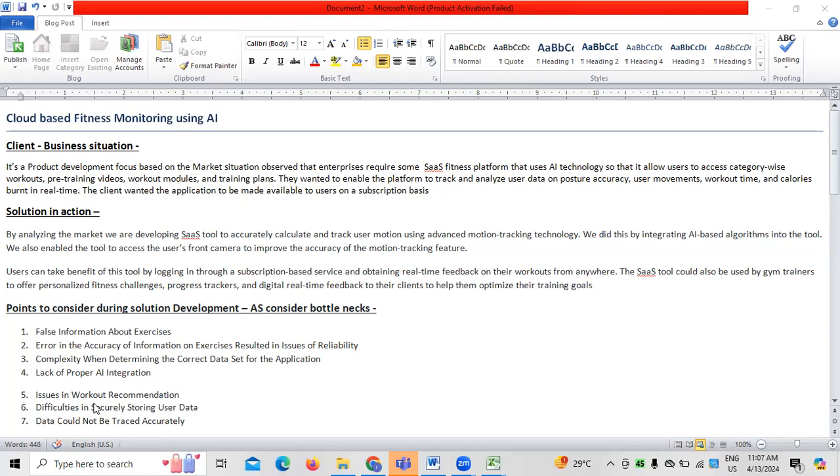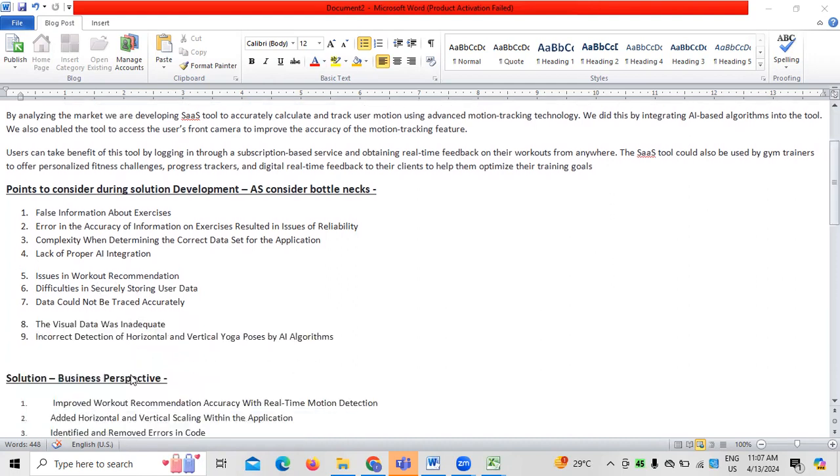One is about knowing the business situation first. Second, what solution or action is to be taken, which will be covered at the next level. Next, what are the points to be considered during the development, meaning what kind of bottlenecks we have addressed, etc. That part we discussed.